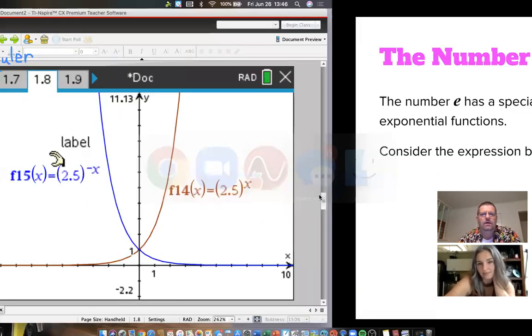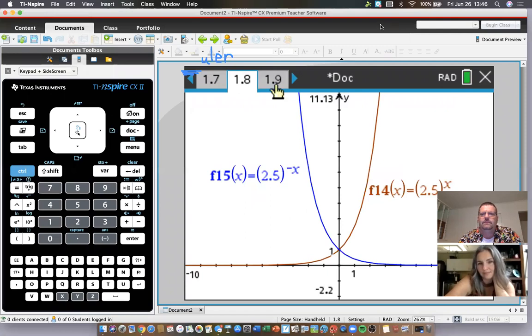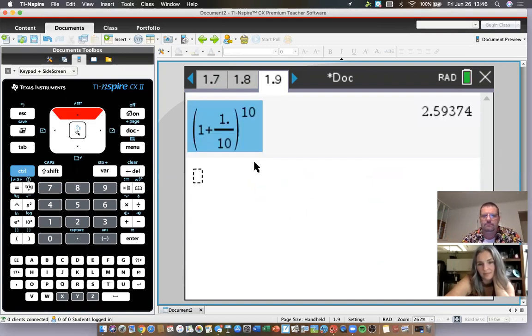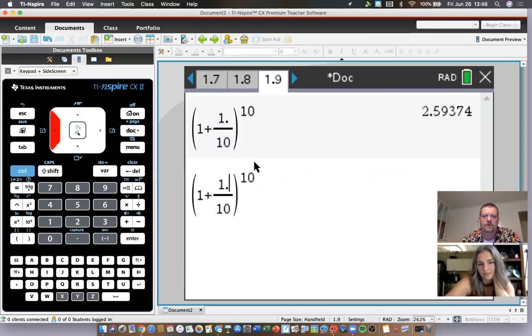If I go to the next page, I've already done it with tenths. So 1 plus 1/10 to the 10th power is 2.59. Oh, okay, I can deal with that. So let me add another 0 there. I want to do 1 plus 1/100 to the 100th power.